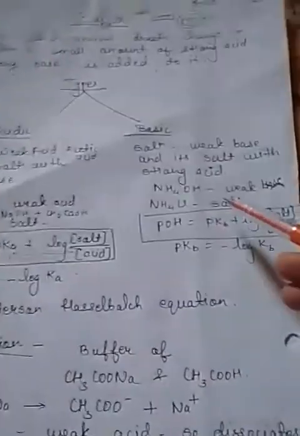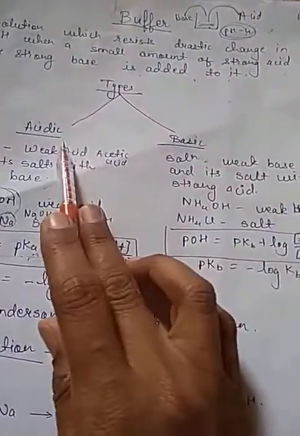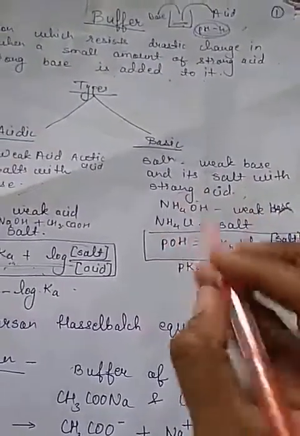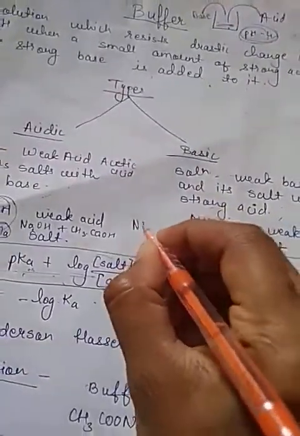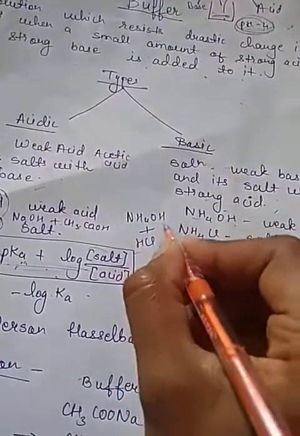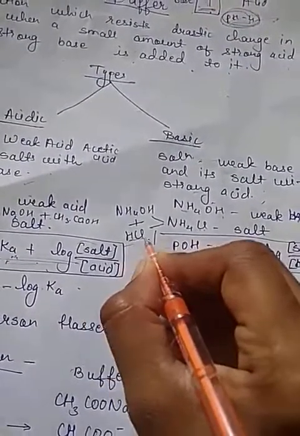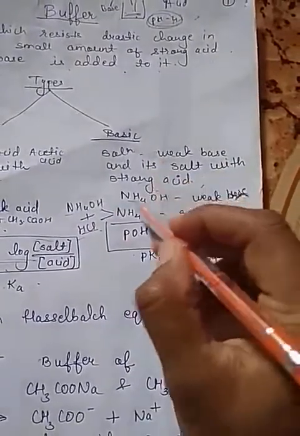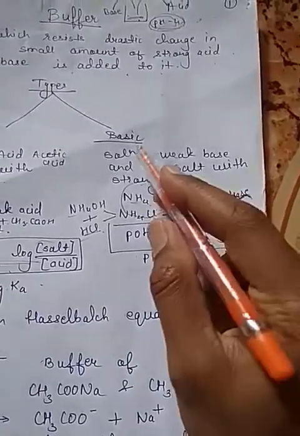Now next is the basic buffer. So what is a basic buffer? As it was a weak acid for the acidic buffer, here it will be a weak base and its salt with a strong acid. So the weak base is NH4OH, and the salt with a strong acid: for example, NH4OH is a weak base, and if I add a strong acid HCl, it forms NH4Cl. So this is a salt of strong acid and weak base. When we add both of them, the weak base and the salt with a strong acid, it makes a basic buffer.